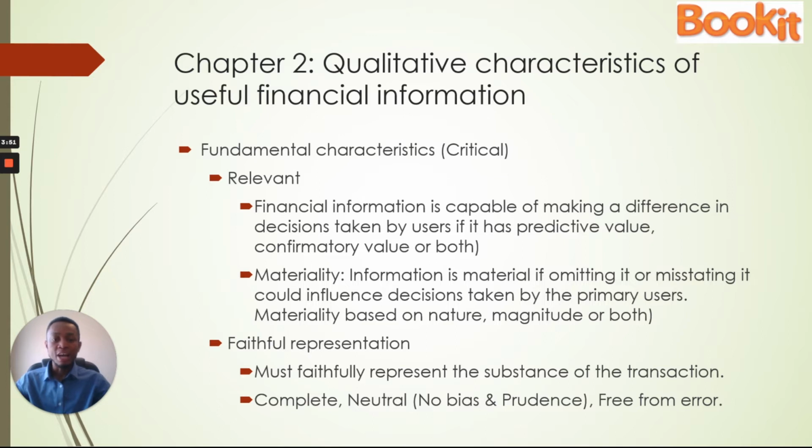It would need to have predictive value, confirmatory value, or both. It would also need to be material, and it is material if omitting or misstating it could influence the decisions taken by the primary users, and materiality is based on the nature, magnitude, or both. So it could happen, for instance, that a transaction might have a small monetary value, however, because of its nature, it is material. For example, a legal claim.